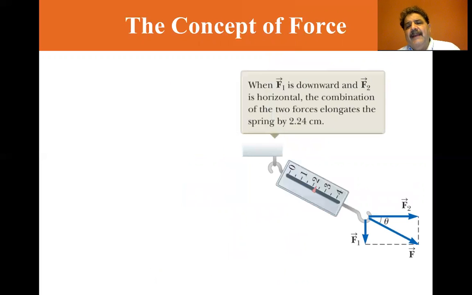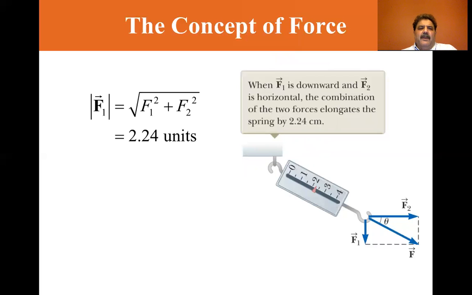Okay, now let's look at what happens if we call it a 1 unit mass that causes a 1 centimeter deflection, and a 2 unit mass that causes a 2 centimeter deflection. If you were to put the 1 unit mass downward and the 2 unit mass to the side, pulling with the equivalent of that 2 unit mass, you'll see that the combination is 2.24 centimeters. It's not 3, as in the previous case. Why? Well, because you have to add these vectorially.